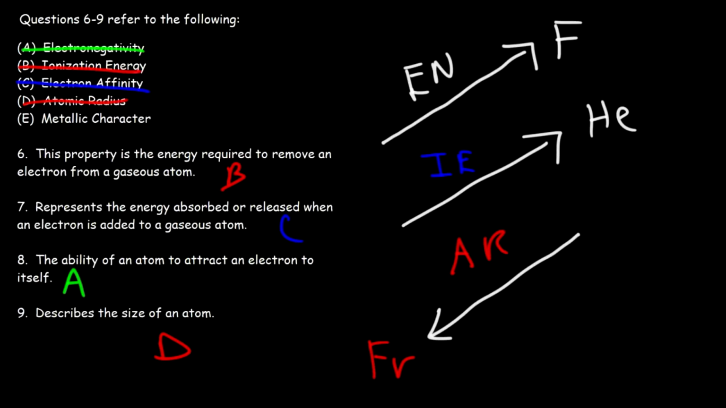Now metallic character basically describes the metallic character of an element. It increases in the same pattern as atomic radius, to the left and down across the periodic table. So for instance, francium has a greater metallic character than sodium.